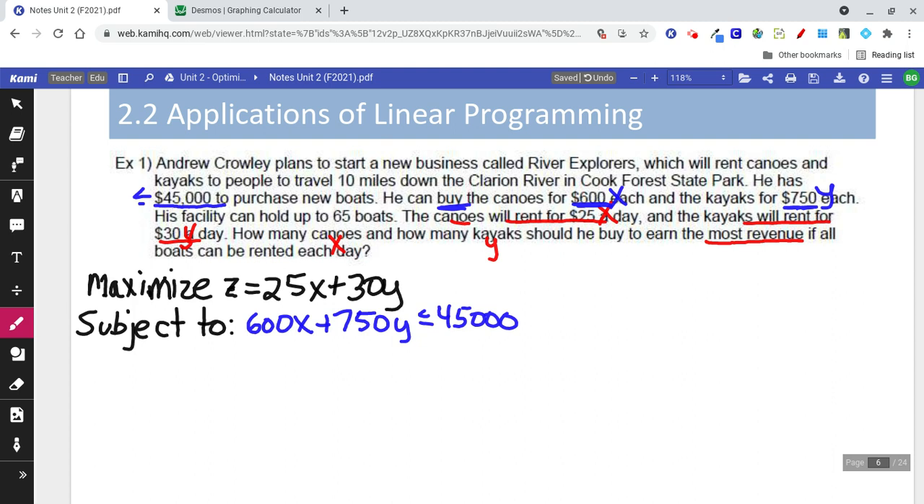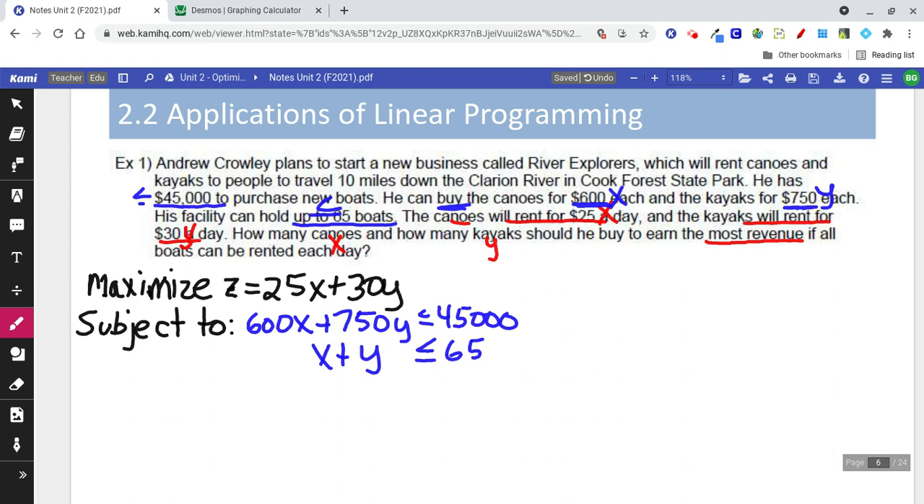Okay, what else do we have? The next one, his facility can hold up to 65 boats. So again, you got to think about it. They could have 65, 64, 63. That means less than or equal to 65. They can't have 70, but they can have up to 65. So I know something is going to be less than or equal to 65. It's talking about the number of boats, and they don't spell it out there for you, but it's canoes plus kayaks has to be less than or equal to 65. So we've got X plus Y is less than or equal to 65.